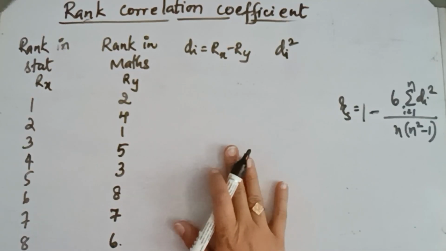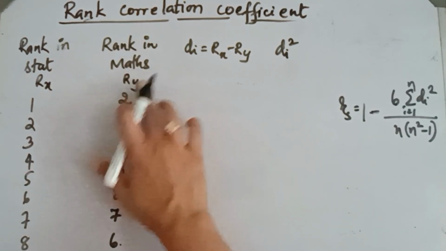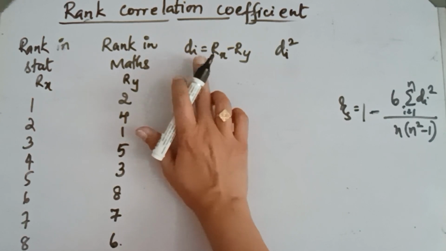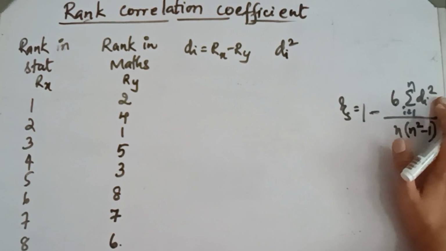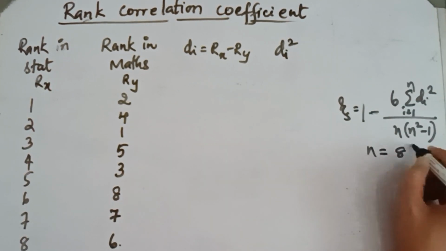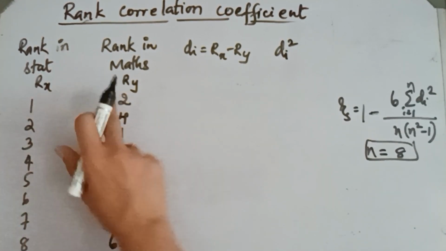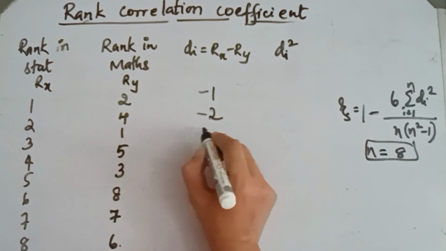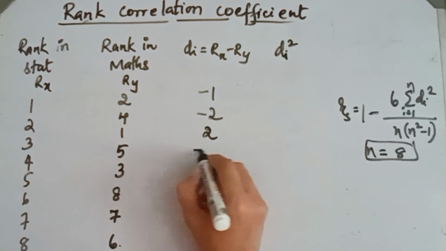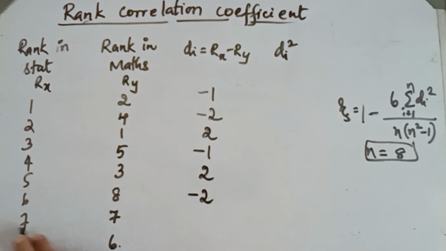See, I have drawn the table here. Rank in stats as Rx, rank in maths as Ry. Then I have to find the difference in rank, Di equal to Rx minus Ry. Then I want Di square, because as per the formula, n equal to number of observations is equal to 8, because there are 8 students. So find the difference, Rx minus Ry. This is minus 1, 2 minus 4 is minus 2, 3 minus 1 is 2, then 4 minus 5 is minus 1, 5 minus 3 is 2, 6 minus 8 is minus 2, then 7 minus 7 is 0, 8 minus 6 is 2.